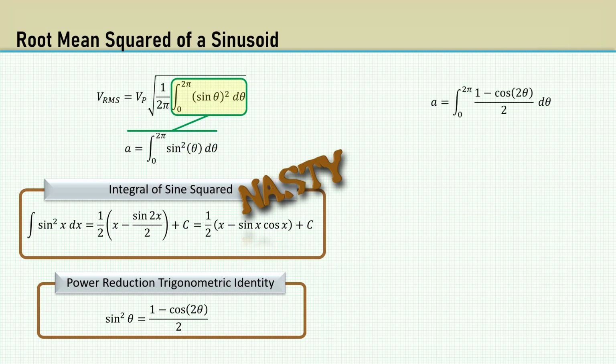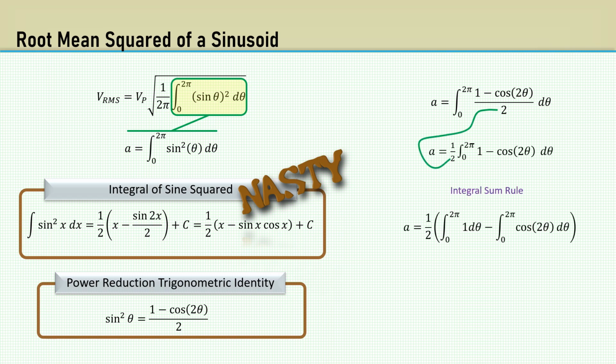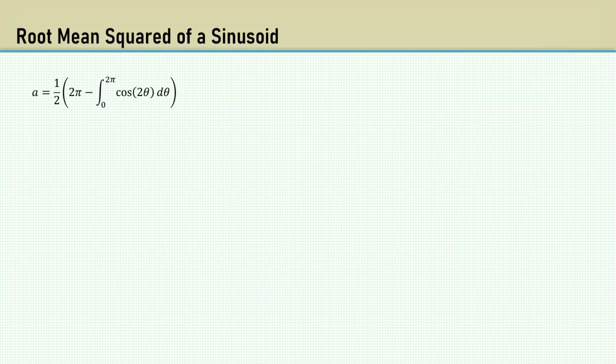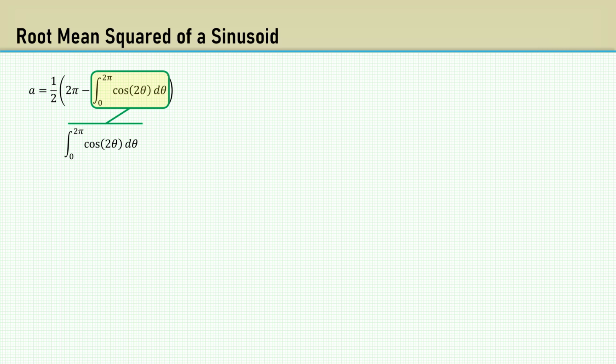Substituting that in place of the sine squared of theta, we can move the constant 1/2 out in front of the integral. Then we can use the integral sum rule to break each part into its own integral. Integrating the constant 1 from 0 to 2 pi is easy and is 2 pi. I'll plug the 2 pi in the left side of the equation. Now let's work on the right-hand side.